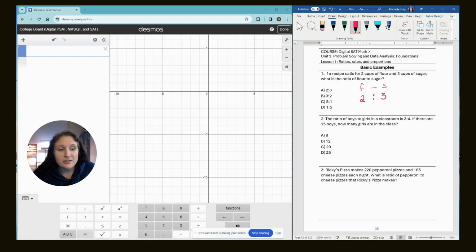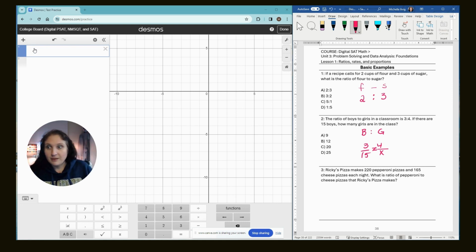The ratio of boys to girls in a classroom, so I'm going to say boys to girls, is 3 to 4. If there are 15 boys, how many girls are in the class? Well, guess what? That's all you do, and you just need to type it into Desmos, just like that. Okay, so we just followed the pattern. Boys, girls, 3, 4, 15, x. We just line everything up, and then we go into Desmos.